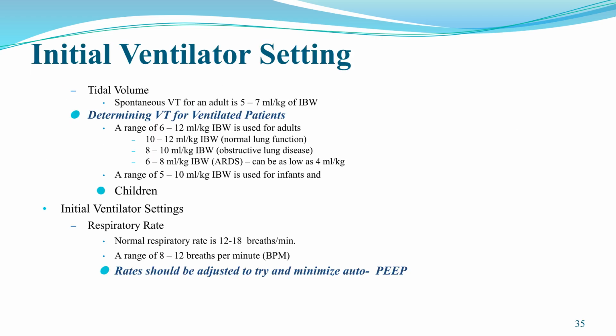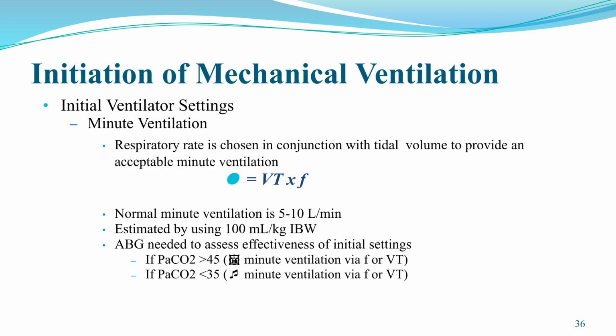Initial tidal volume for ventilated adults is typically 6 to 12 milliliters per kilogram of ideal body weight, adjusted for conditions like ARDS. The respiratory rate is usually 8 to 12 breaths per minute and should be adjusted to minimize auto-PEEP. Minute ventilation is determined by multiplying the tidal volume by the respiratory rate, with a normal range of 5 to 10 liters per minute. Adjustments based on arterial blood gas results are necessary to maintain a normal PaCO2.